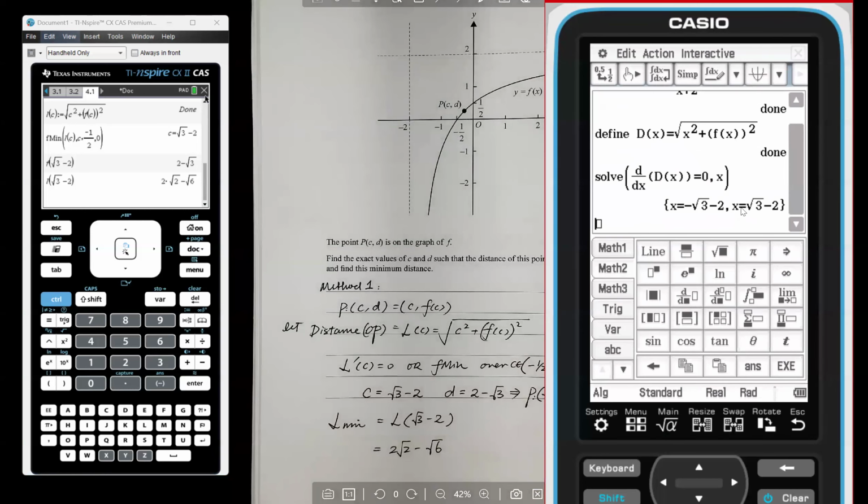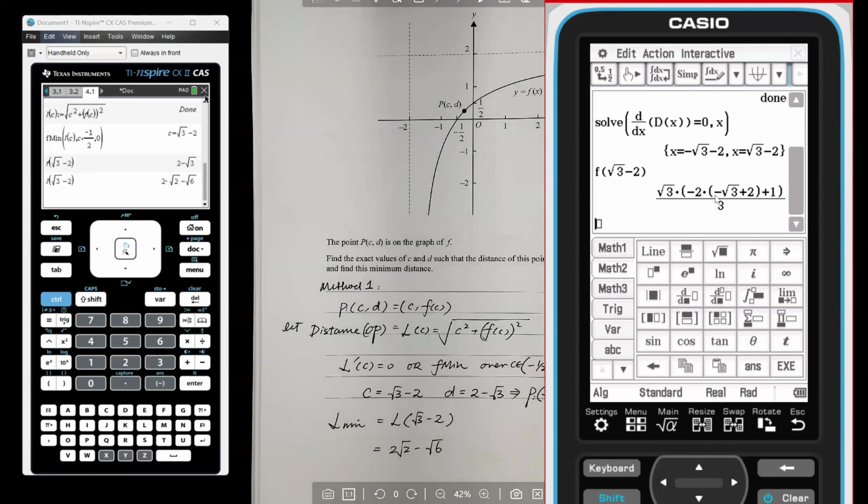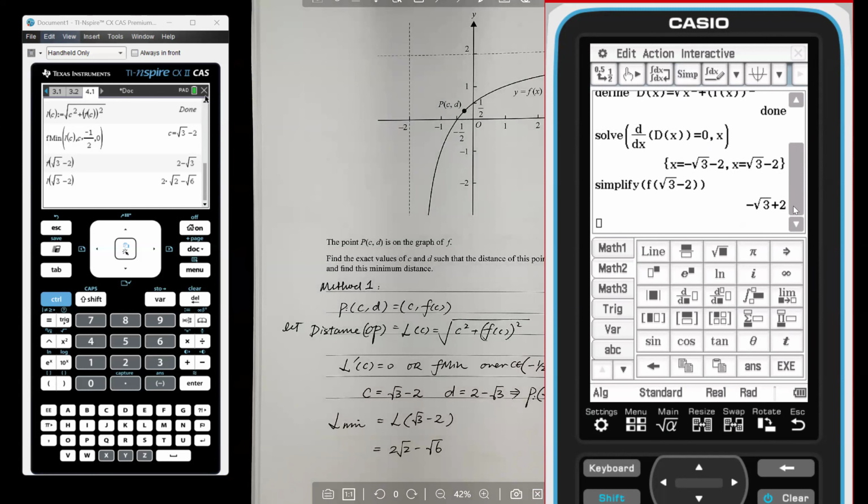Okay, you get these two values, but only this value will lie within the domain restriction. Otherwise, you have to knock out this one, okay? Only this root 3 minus 2. Solving, you should get a similar answer. Yeah, you can see this is a slightly different expression. You have to press simplify to get that, okay?